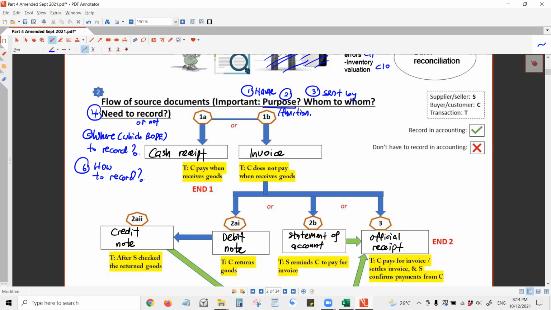Okay, so for every document you see, you must know these 6 things: their functions, their name, sent by whom to whom, need to record or not, if yes, where to record, if yes, how to record. Okay.